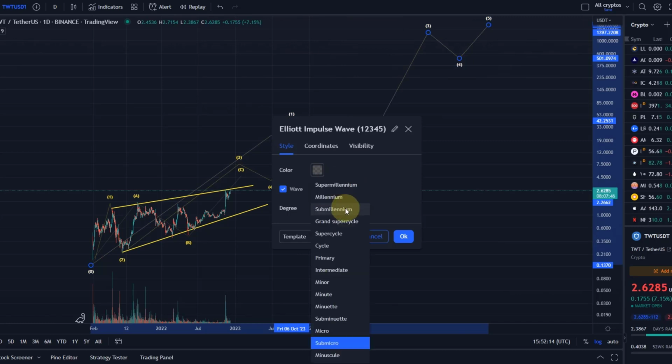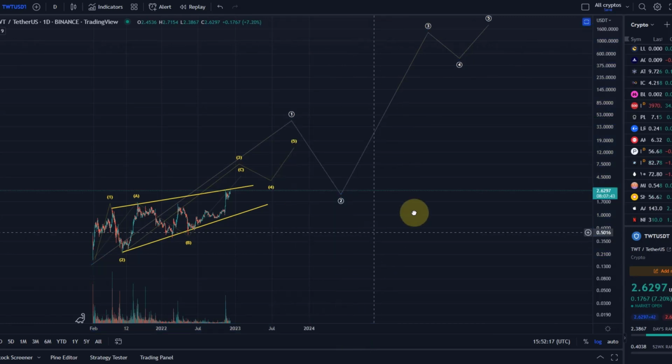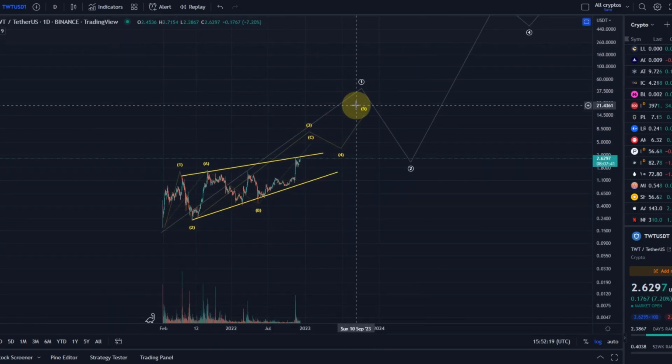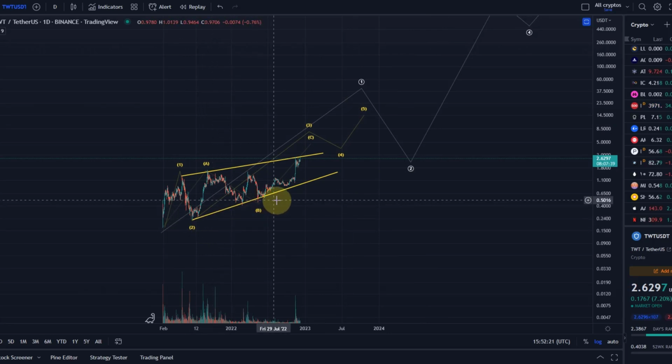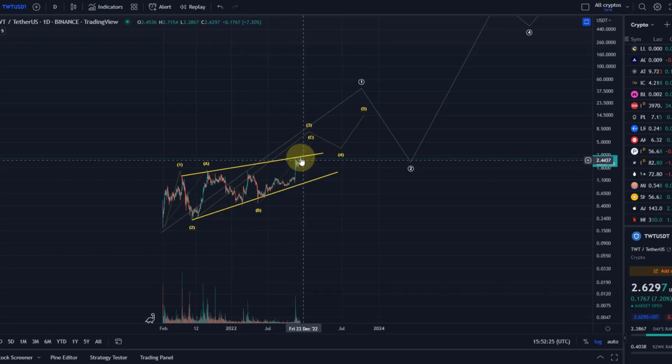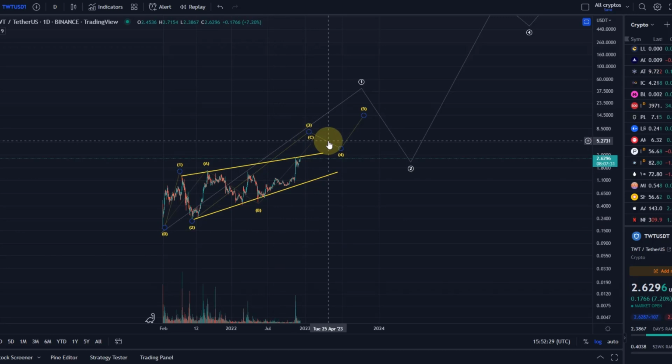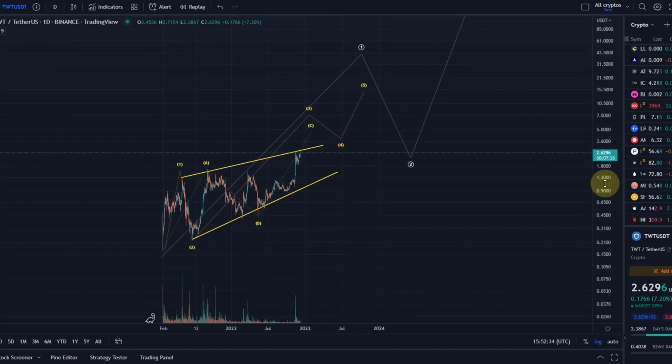Let's just change the wave degree here to give you an idea. What is important is that this first wave, if it is really a leading diagonal, because it could very well just be a corrective wave, which would result in an impulse down, which I don't hope, because it would probably lead to the death of the Trust Wallet token. But if it is a leading diagonal, then to get more confidence in this overall wave count, we need to see all 5 waves as complete.